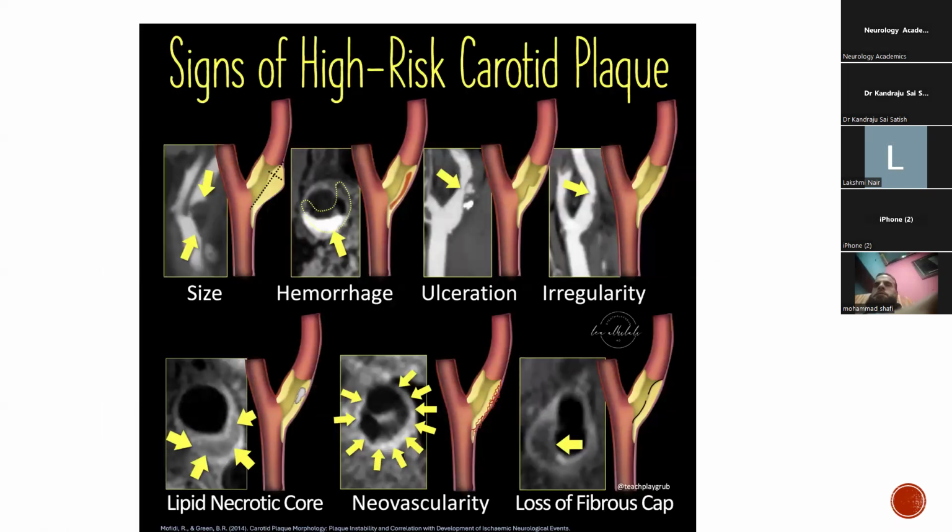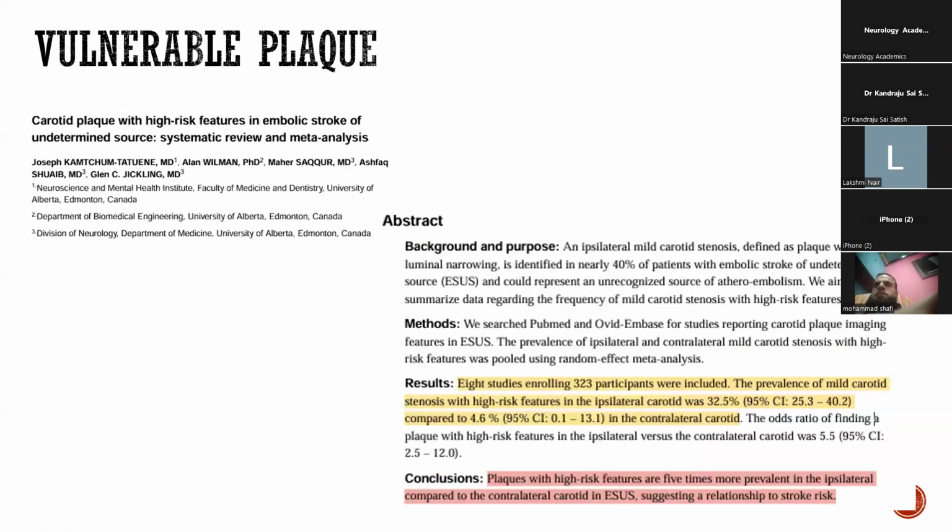So these are the signs of high-risk carotid plaque. One is the volume or the size of the plaque, then the intraplaque hemorrhage, ulceration, irregularity, lipid-rich necrotic core, neovascularity, as well as loss of fibrous cap.